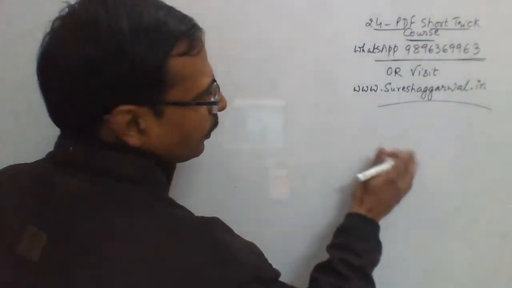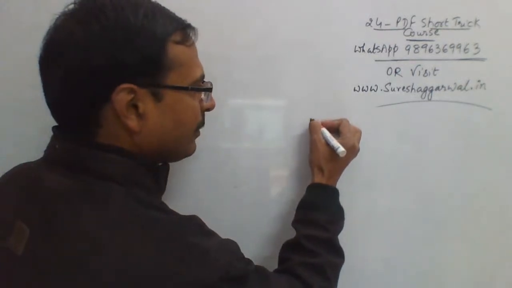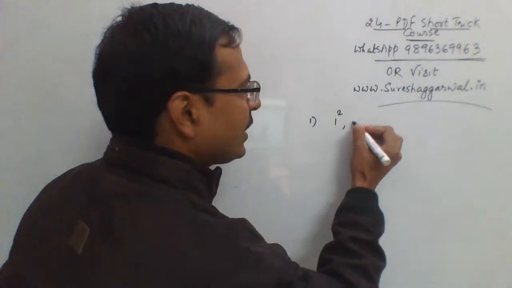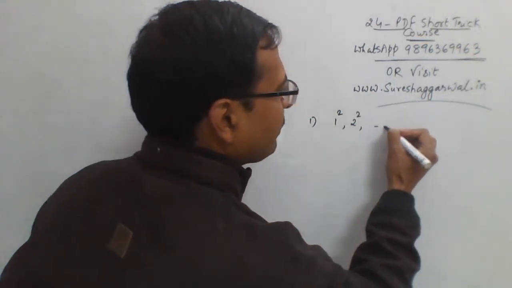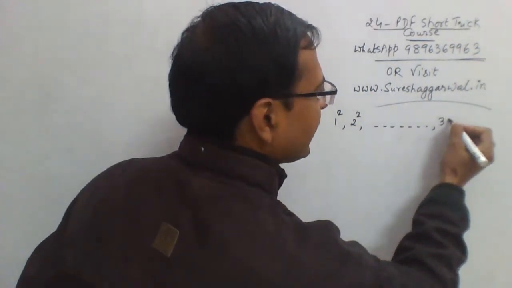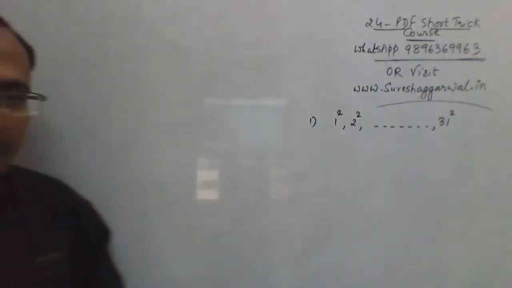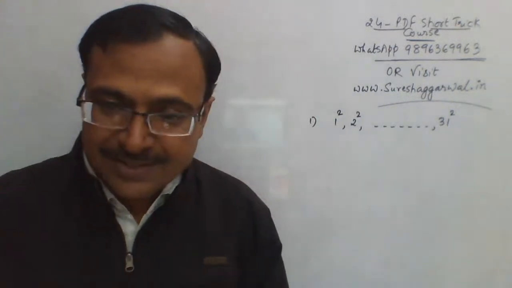The first important point you need to remember is the squares of numbers from 1 square, 2 square up to 31 square. Now you should be aware of all these squares, right? All 31 squares. First 31.